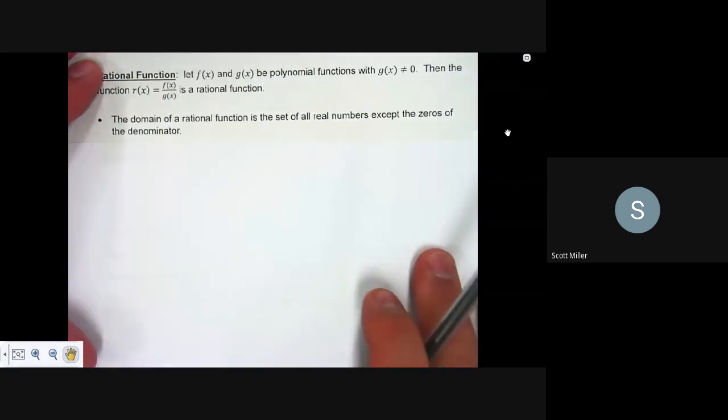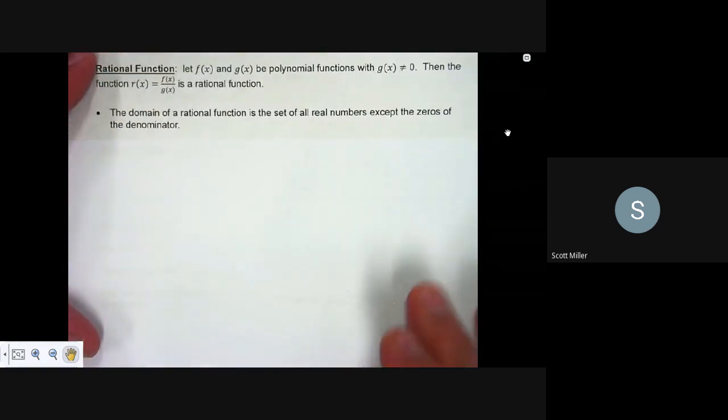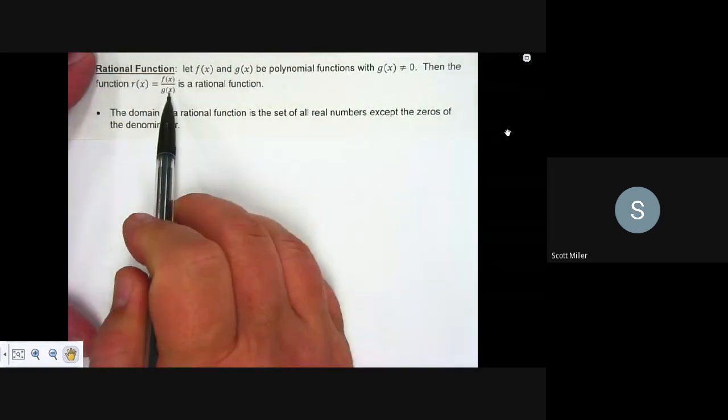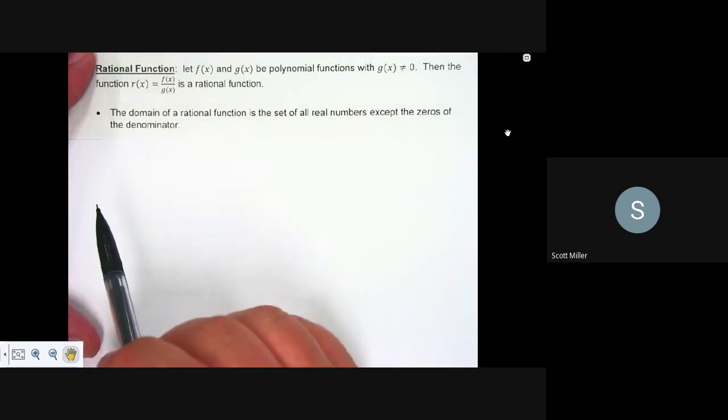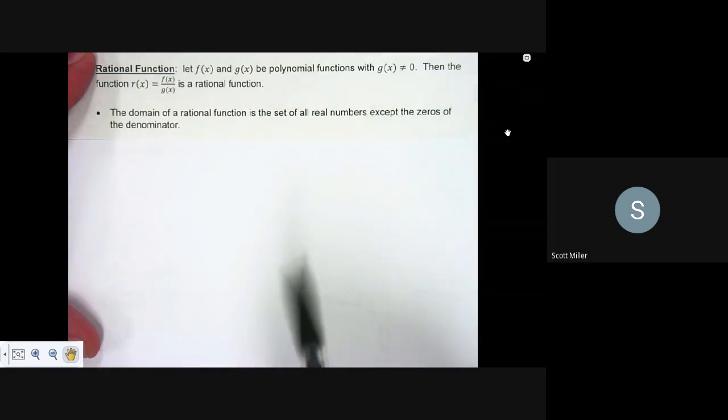Okay. The domain of the rational function is the set of all real numbers except for the zeros in the denominator. So whatever numbers make the denominator equal to 0 would not be included in the domain of this function. It means you cannot have it.